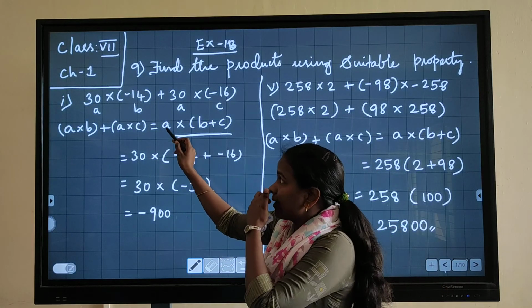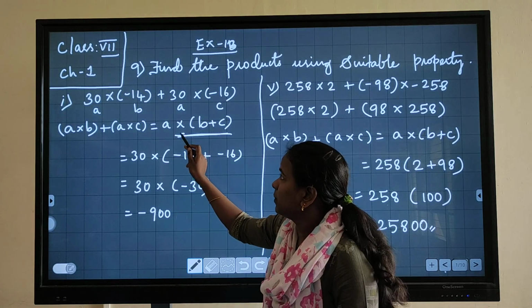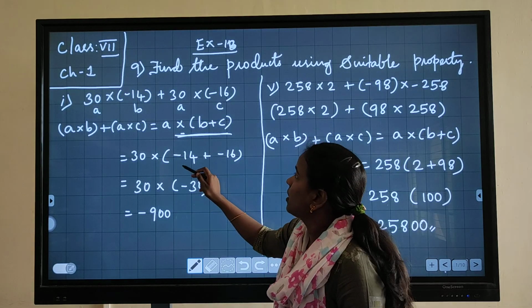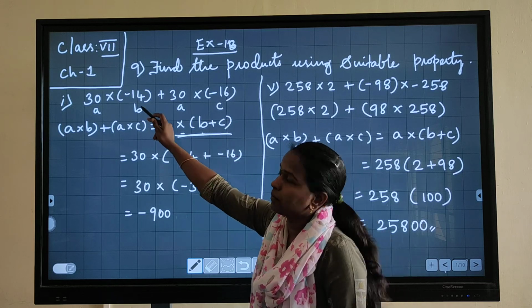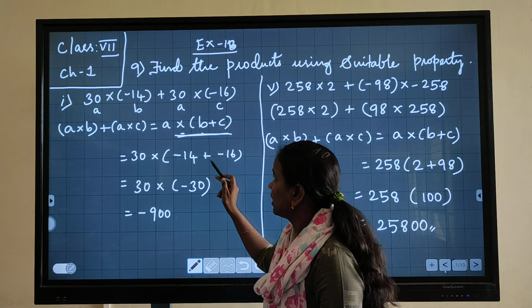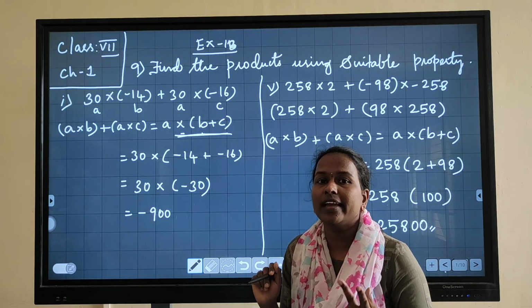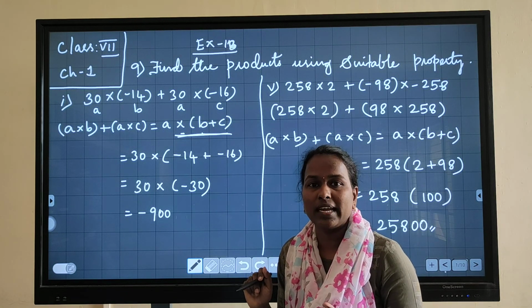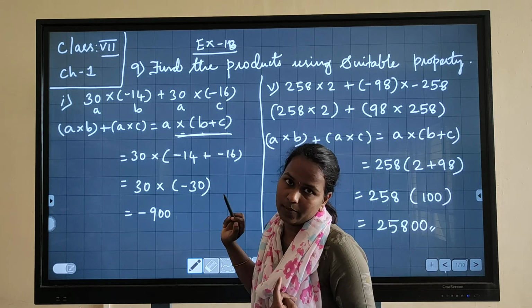So I am writing what is the A value here: 30. In the place of A I am writing 30. Here multiplication, so I am writing multiplication. Then inside the bracket I am writing B plus C. What is B here? Minus 14. So I am writing minus 14 plus, what is the C value? Minus 16. If two negative values are there, you are going to add the two values and put a negative sign in the answer.